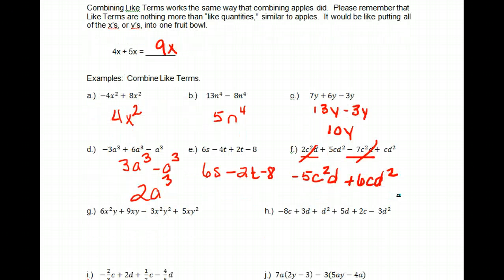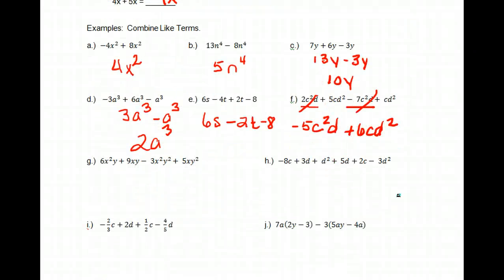At this point, we have simplified our expression. There's nothing further that we can do, and we are now ready for letter G. Go ahead and pause the recording. As soon as you're ready, we can come back together and check your answer.